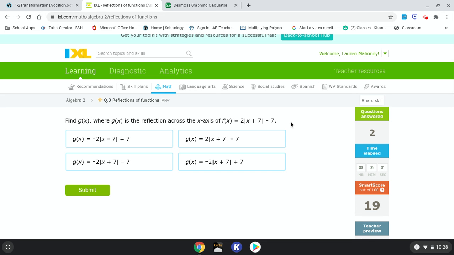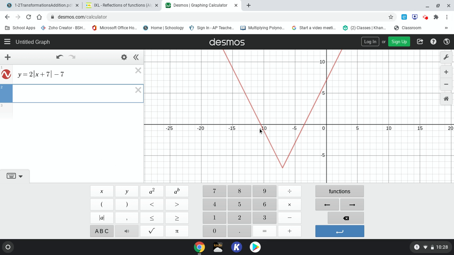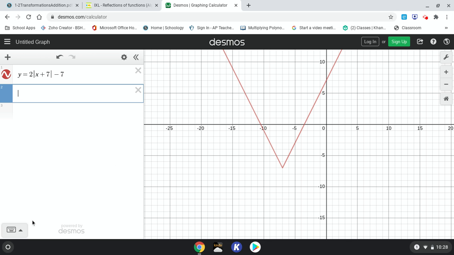And you can see I have my graph here. I can zoom out on that and see what I have. So this automatically graphs it. And then I can click down here, number 2, and I can type in another one.